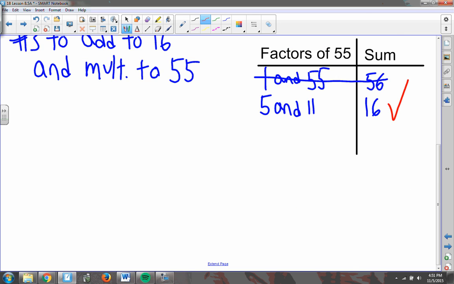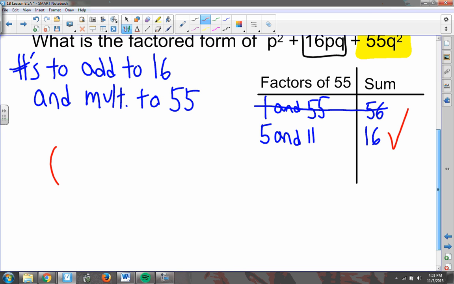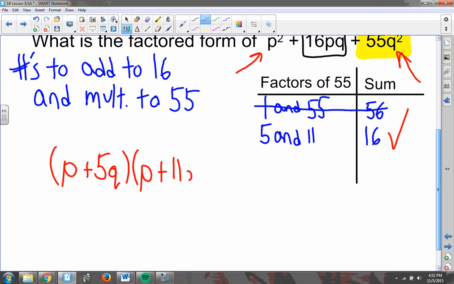There's my two factors. So the factored form here now is going to have something to do with a 5 and an 11. The only thing I need to remember is that somehow I need p and q both involved here. Okay? So my first two terms can still just be p, because p times p will give me my p squared, which is up there. But now my last ones both need to somehow involve a q, so that I can get a q squared when I multiply those. So instead of just adding 5 and 11, I'm going to add 5q and 11q.